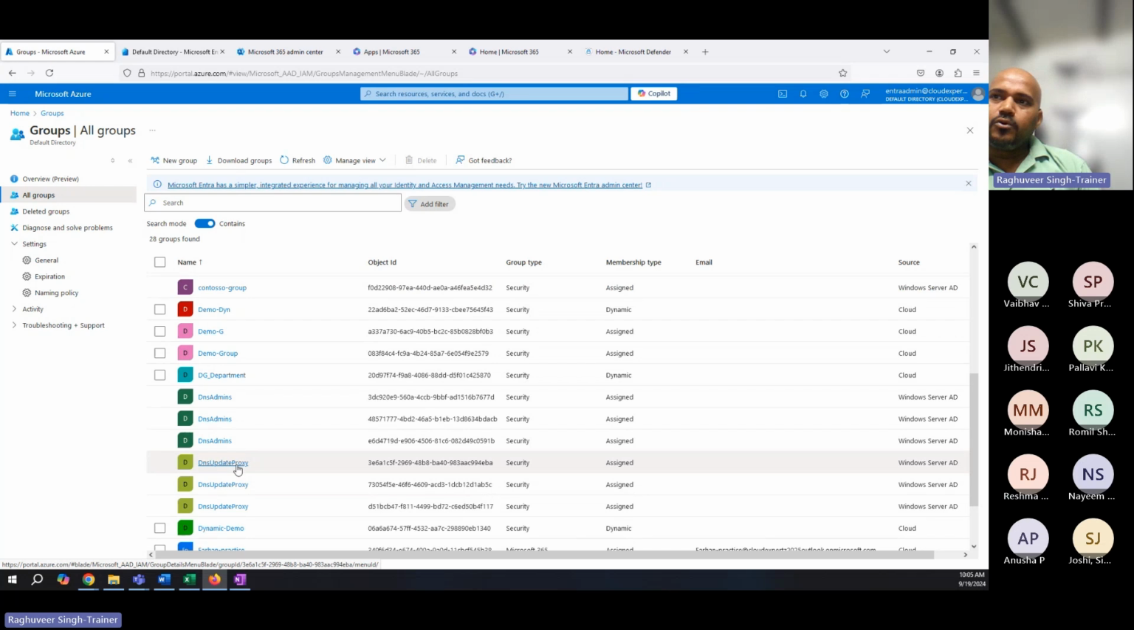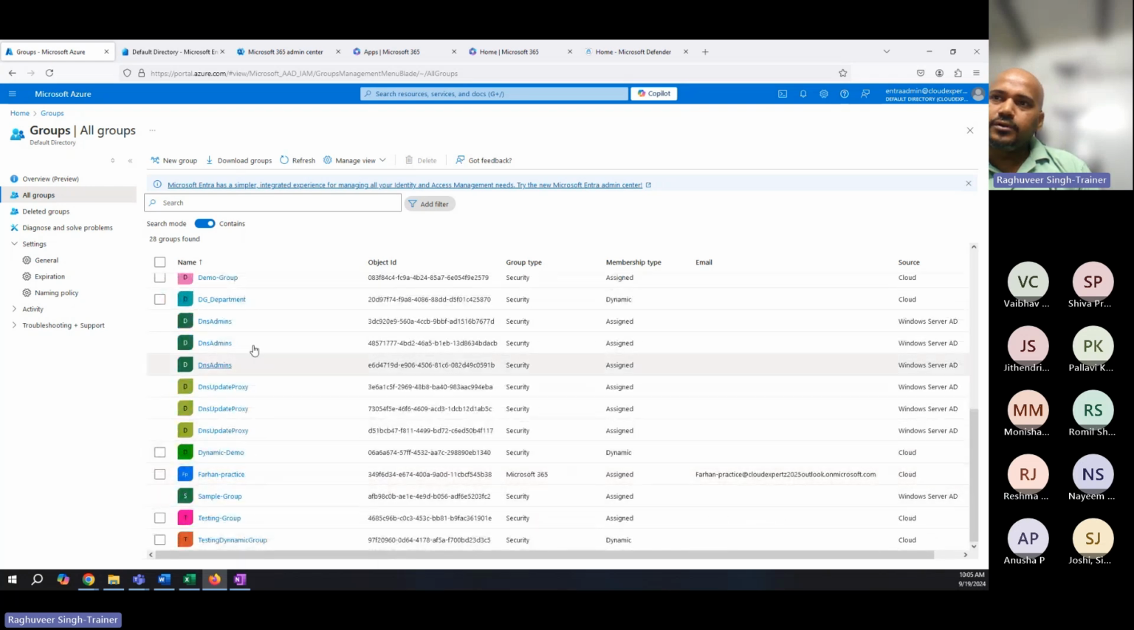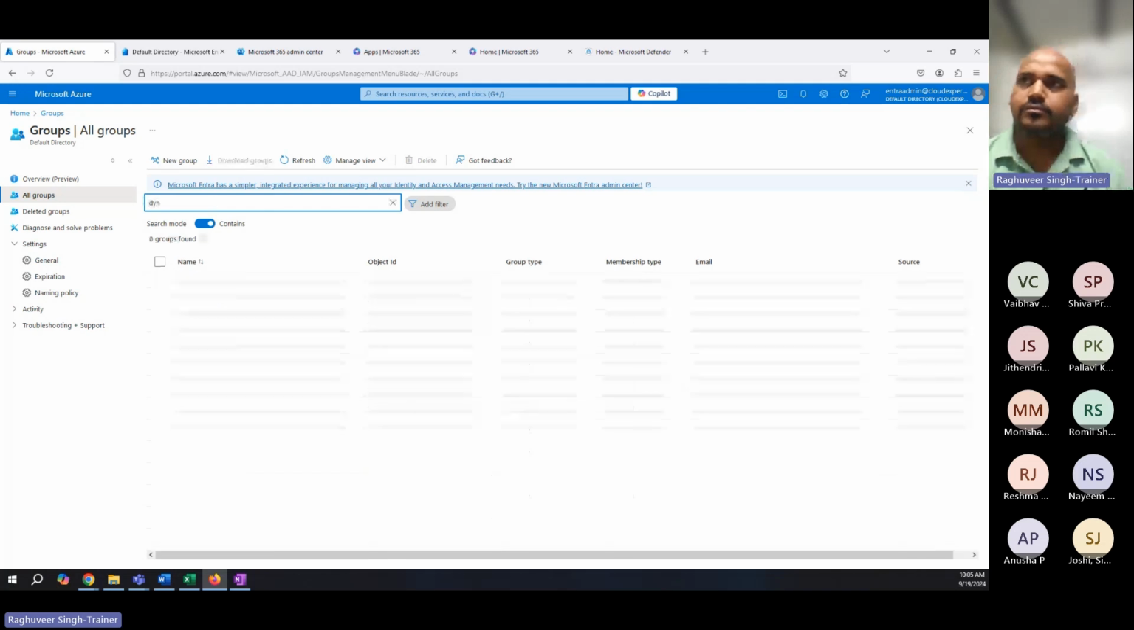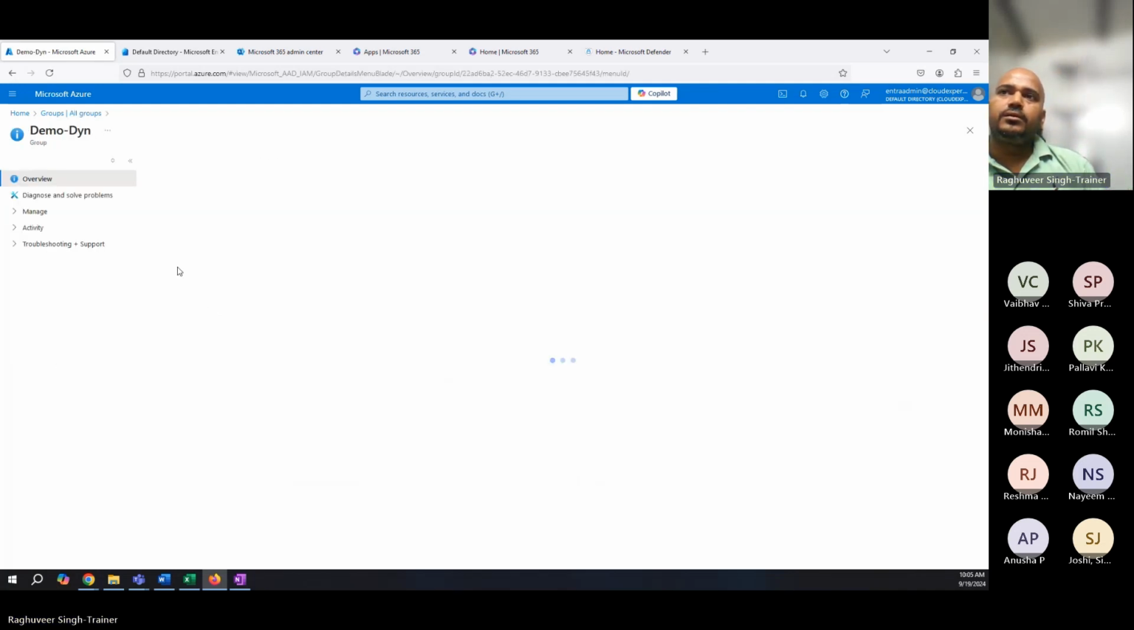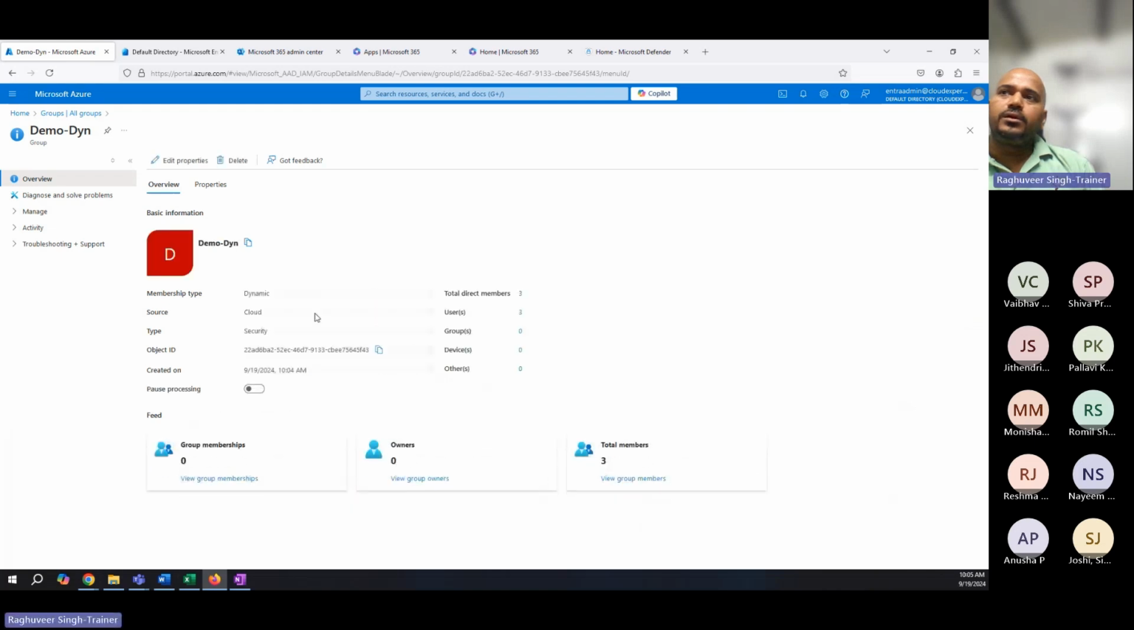Okay. So I'll go to my group, which is DYN. I'll search for DYN. So this is my group, demo dynamic. Now, if I go to the members, you will see the group has 3 members. So automatically those 3 members join this group.